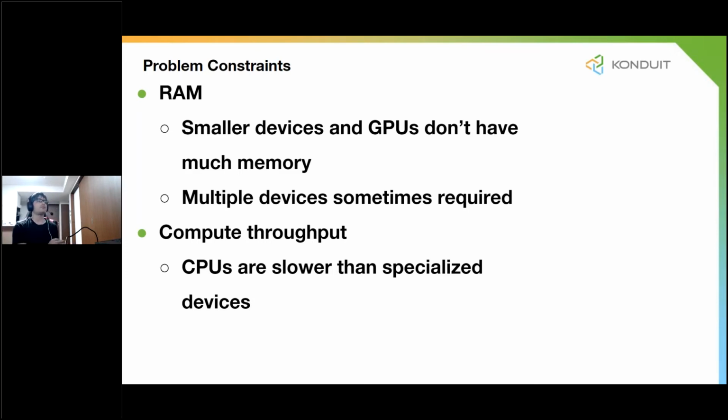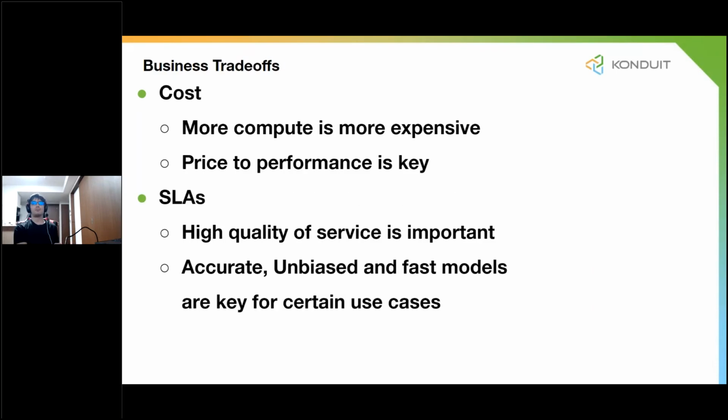So business trade-offs: cost, more compute is more expensive. Price and performance is key. So if you have a model that needs to run in a constrained environment, then you're going to figure out the best way to fit within budget. That's not something a lot of people think about. Instead, people just build models, then they end up being too big. So what do you do in that situation?